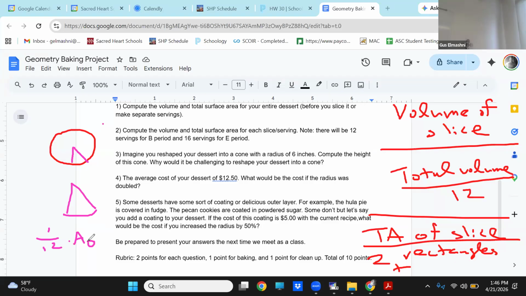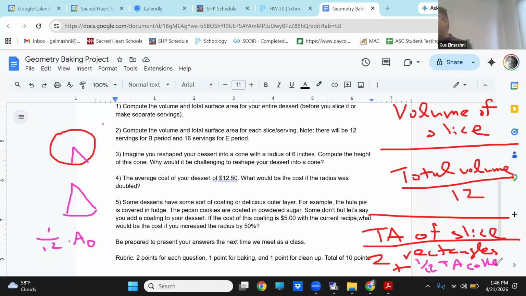So here's what you do. Just add. It's going to be 2 rectangles plus 1/12 the total area of the cake. So whatever the total area of the cake is, you have the formula for that, plus the 2 rectangles, which you know is 9 and 9, so that's 18. That's going to be the total area for the slice of cake.